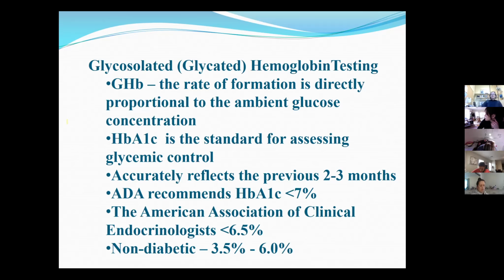And the reason it's able to give us information about 2 to 3 months is because the red blood cells' lifespan is approximately 120 days, or approximately 3 months. The A1C is an average of glucose concentrations that has occurred over those previous 3 months.